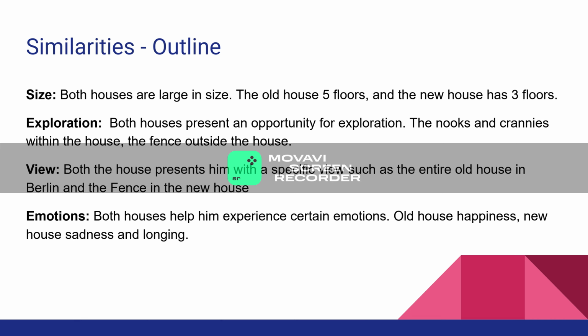Emotions. Emotions is the next point, where both houses present Bruno with a certain type of emotion. The old house presents happiness, whereas the new house presents sadness and longing.